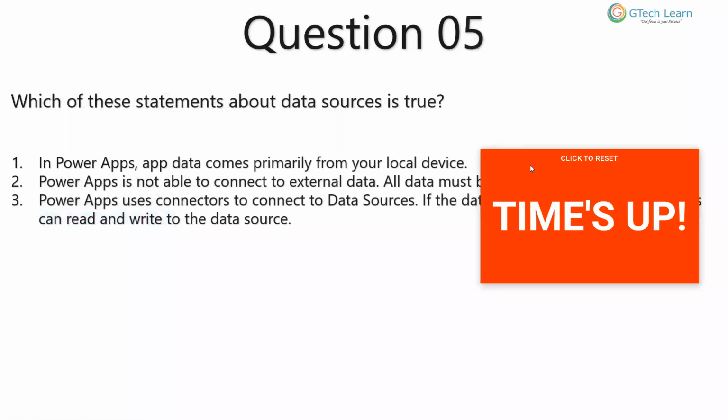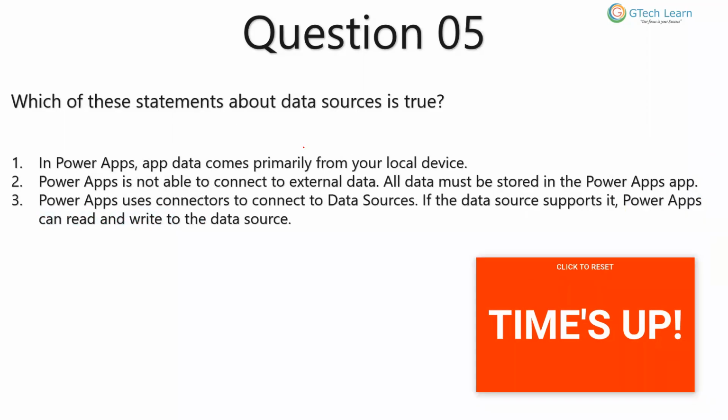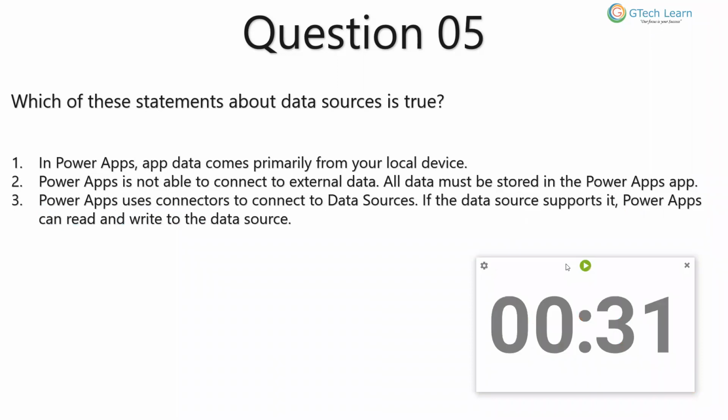The next question we have in line is: which of these statements about the data source is true? Statement one: in Power Apps, app data comes primarily from your local device. Statement two: Power Apps is not able to connect to external data and all data must be stored in the Power Apps application. Statement three: Power Apps uses connectors to connect to data sources. If the data source supports it, Power Apps can read and write to the data source. Your answers in the chat, please.